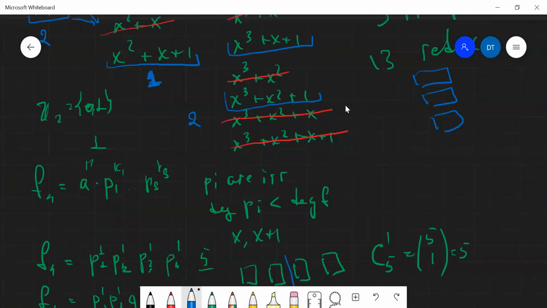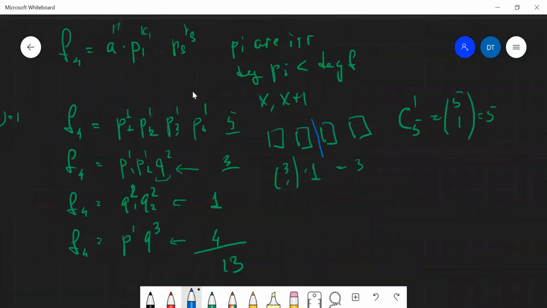And then, following the same technique, you just list all possible factorizations for your polynomial into irreducible ones of different degrees. And then you count the amount of these factorizations, and this will give you all possible reducible polynomials.